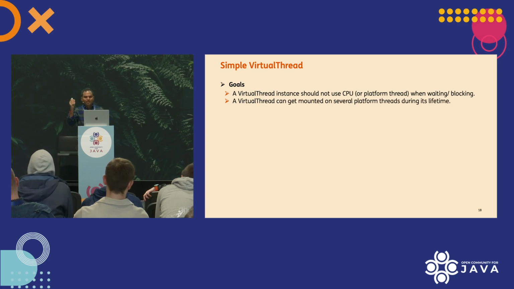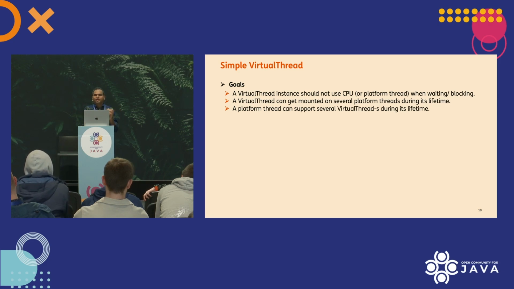Also, a virtual thread can get mounted on several platform threads during its lifetime, and a platform thread can support several virtual threads during its lifetime. So this is the many-to-many relationship between virtual threads and platform threads. Again, for our implementation of virtual thread, it also has to satisfy this, because these look like pretty reasonable expectations from our virtual thread implementation.